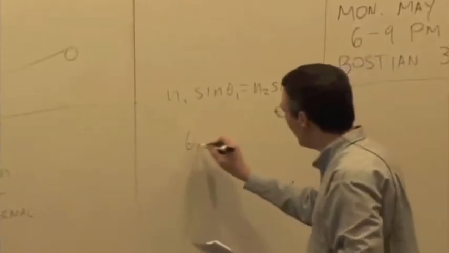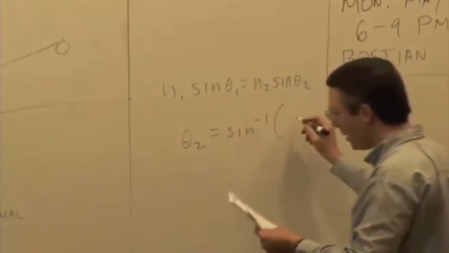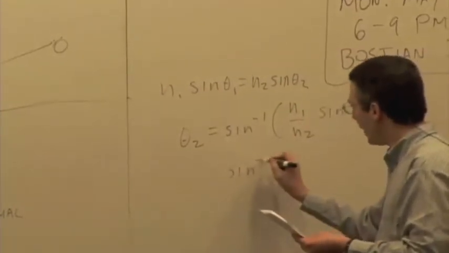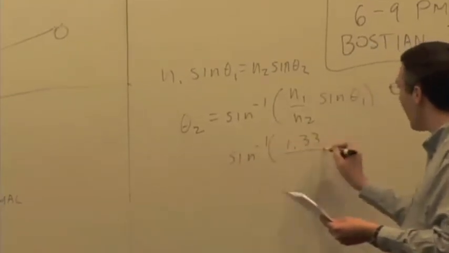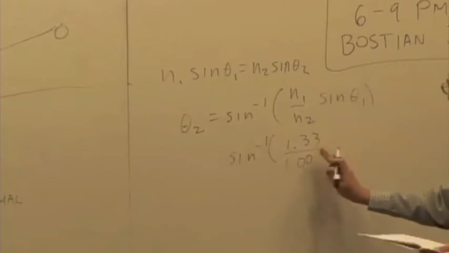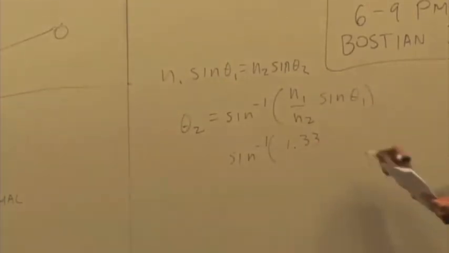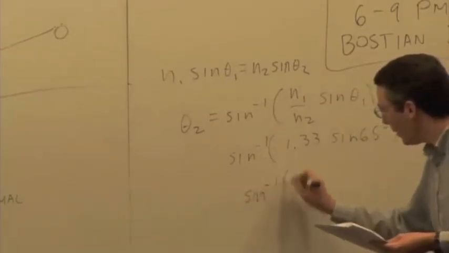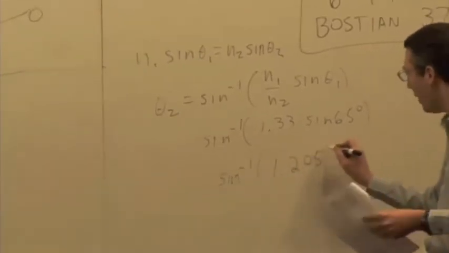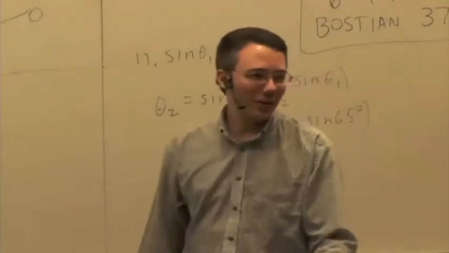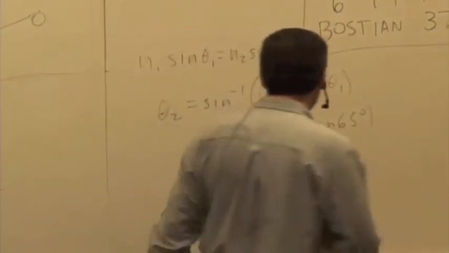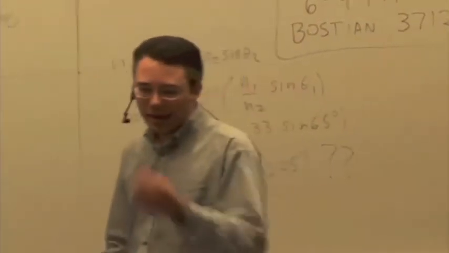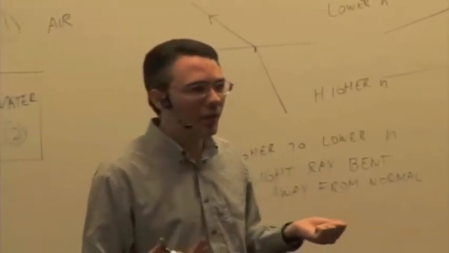And so you have theta 2 being equal to the inverse sine of n1 over n2 sine theta 1. And so that's the inverse sine of 1.33 divided by air, which is 1.0029. So it's essentially 1.33, approximately 1.33 times the sine of 65. And that number inside the parentheses turns out to be 1.205. You can't take the inverse sine of a number bigger than 1. So we go, what's going on here? Well, it turns out that this angle is bigger than what's called the critical angle.